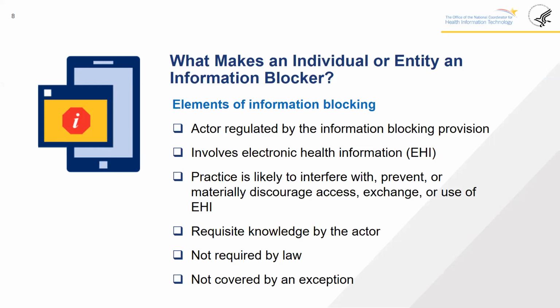But I want to emphasize also that all these elements that you see on the screen are important, because even if an actor doesn't meet the exceptions, they may still not be an information blocker. And I say this because they may not have the requisite knowledge that their action interfered with access, exchange, or use, or their action or practice may not even rise to the level of an interference. And in a little bit, I'm going to talk more about some actions that we think do and do not constitute interferences with access, exchange, and use. But before then, let's discuss a few of the other matters related to information blocking. Next slide.